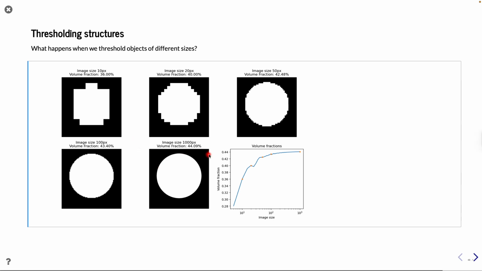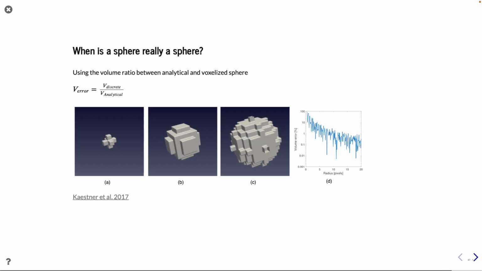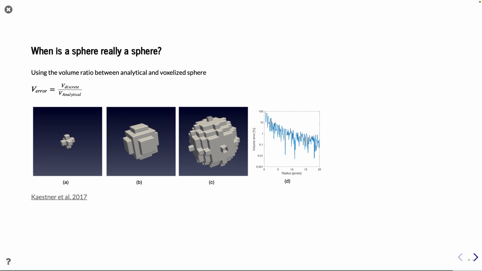And it actually goes up all the way to around 44% for this particular circle. That means you need to have pretty large structures in order to quantify a perfect shape, if you want to have the perfect shape. Sometimes it's sufficient to have these small thingies, but then you also have to know that it doesn't describe the shape very well.